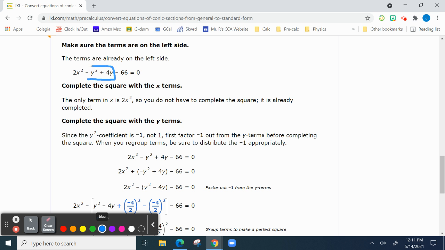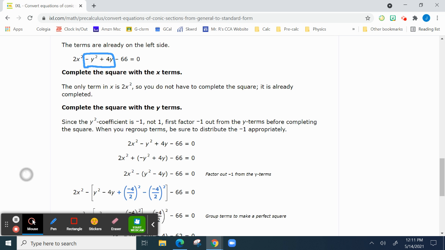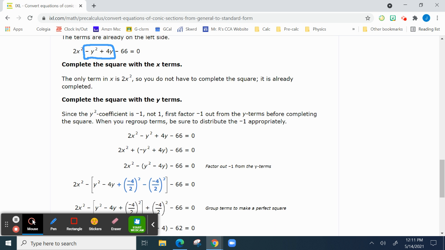This is the piece right there, the troubling piece. Okay, so the only term in x is 2x squared, so you don't have to worry about that. It's already done. Since the y coefficient is -1 and not 1, this is where I ended up with my problem. Factor the -1 out from the y terms before completing the square. And then when you regroup the terms, be sure to distribute the -1 appropriately.